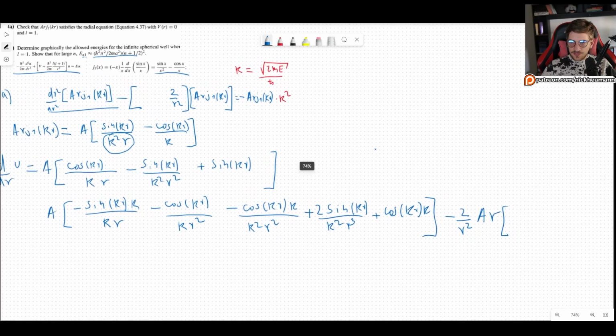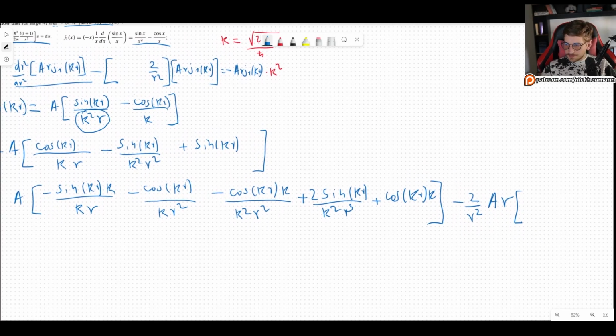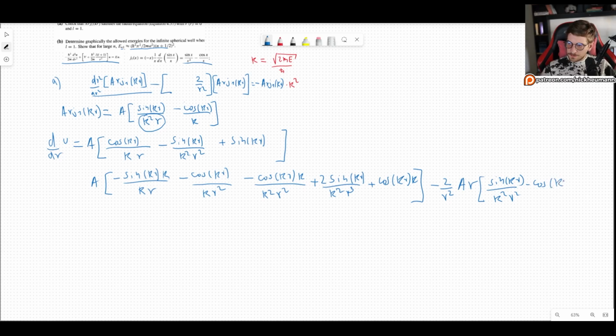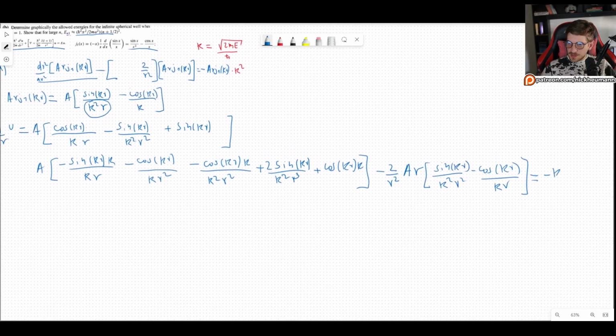And j1 evaluated at kr is simply sine of kr divided by k squared r squared minus cosine of kr divided by kr. I'm going to zoom out a little bit. And all this has to be equal to minus k squared, and then we have a r j1 kr. Let's just put u. Okay, so that's simply equal to u. And why do I say it like that? Because eventually we're going to want to go back to u, as we have done in all these problems where we are just checking whether the equation is true.